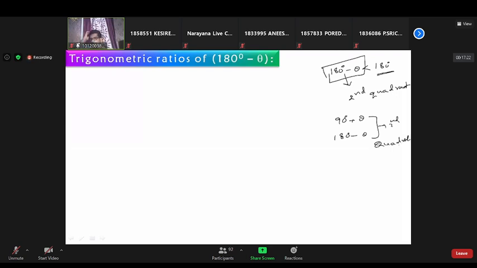So the angle is in the form of 90 plus theta or in the form of 180 minus theta. Both lie in the second quadrant. Remember, 90 plus theta means greater than 90, and 180 minus theta means less than 180.